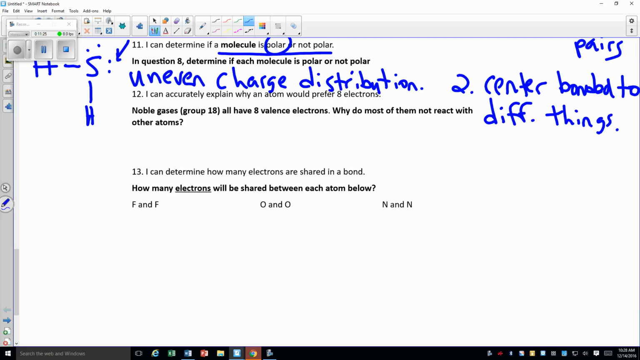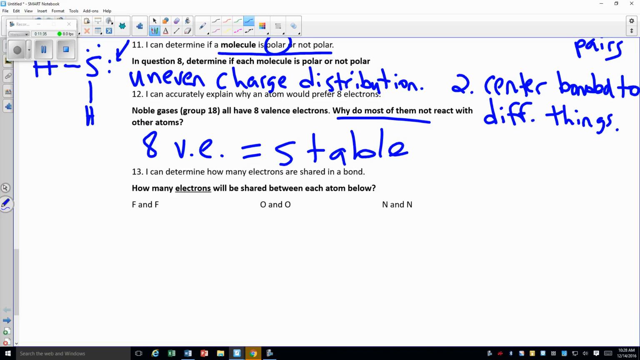12. Why do they not react? 8 valence electrons makes you stable. They don't want to react because they have no electrons to share. So if you drew neon, you would notice neon looks like that. Doesn't want to share any of them.